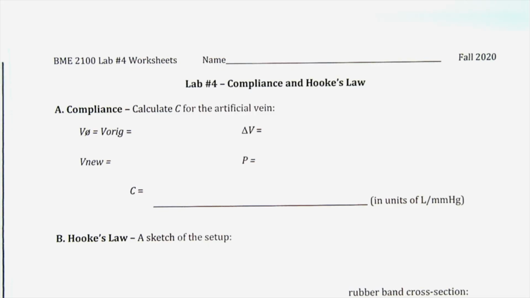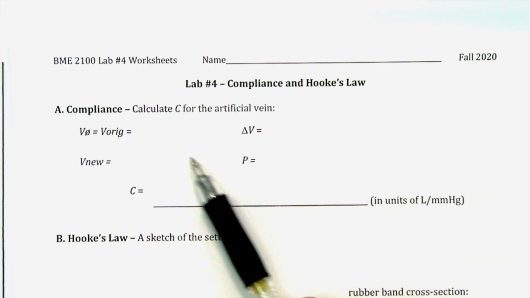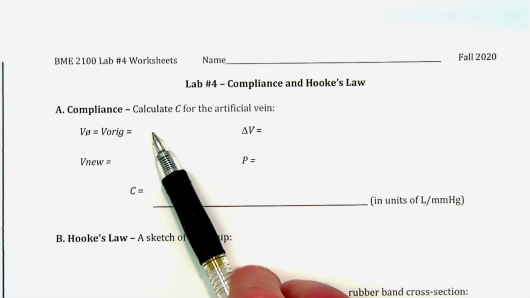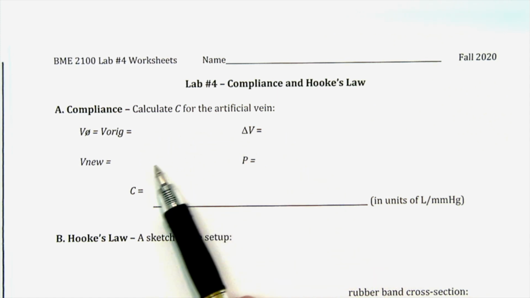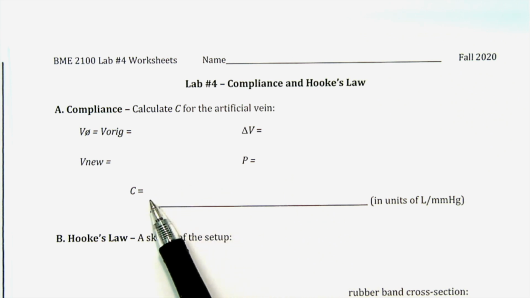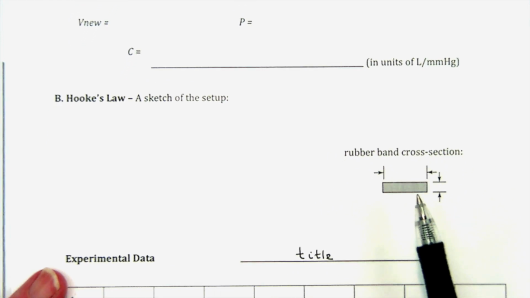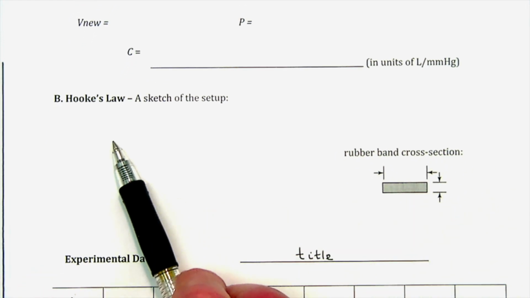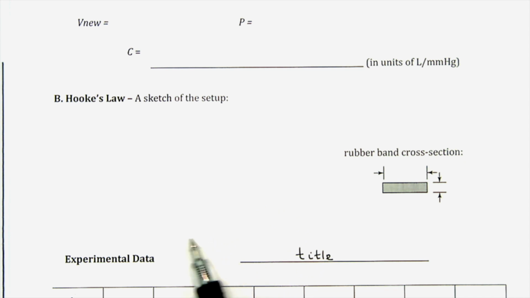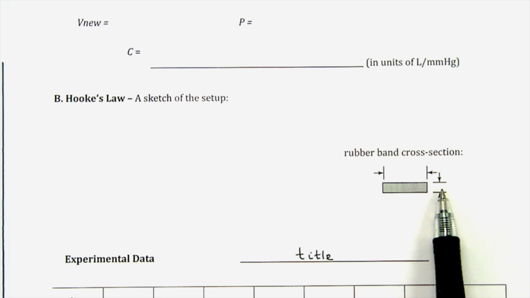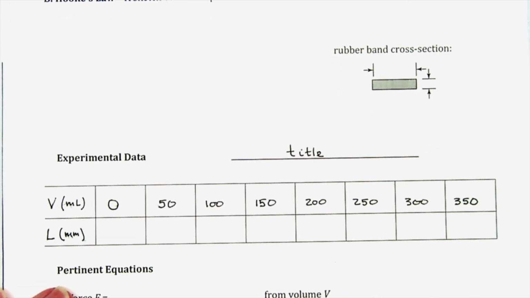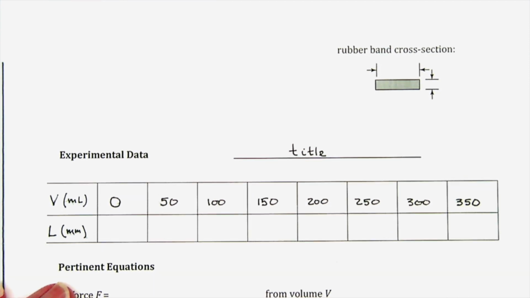Well, this is the first worksheet of today's lab, and up here at the top you will have already filled in the values for these quantities that allow you to find the compliance of the artificial vein in clinical units. In this region here, you draw a sketch of the apparatus that we use to find Hooke's law for the rubber band, along with the dimensions of the cross-section of that rubber band here. And in this region, this is where we're going to enter in the various data points that we're next going to measure.